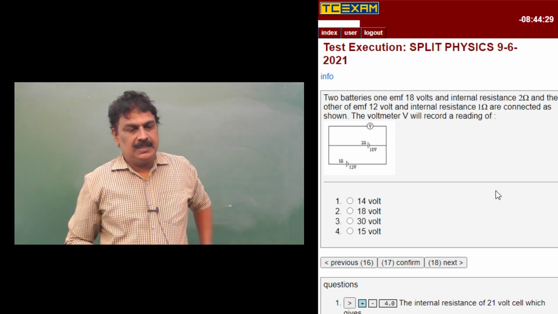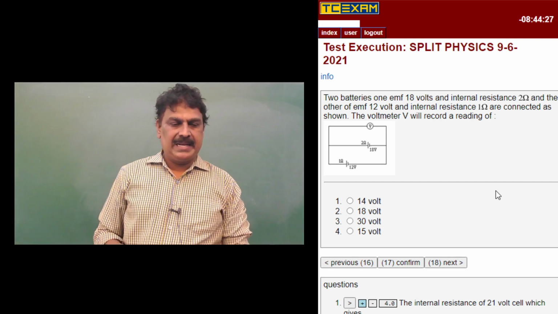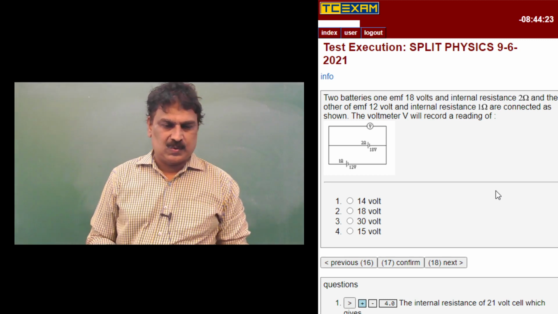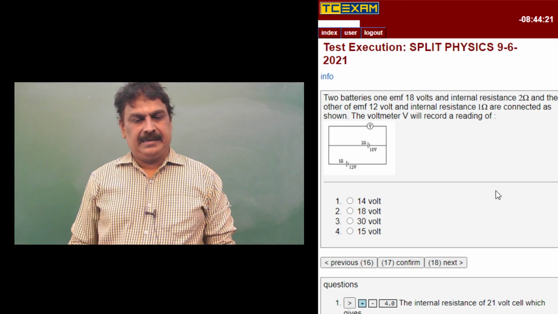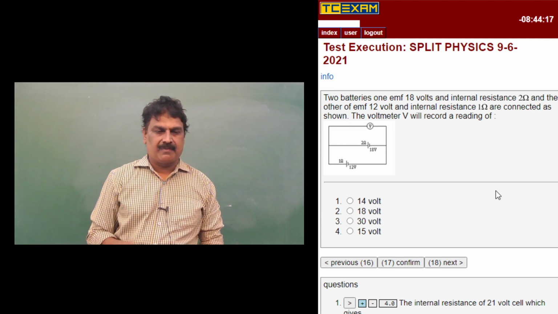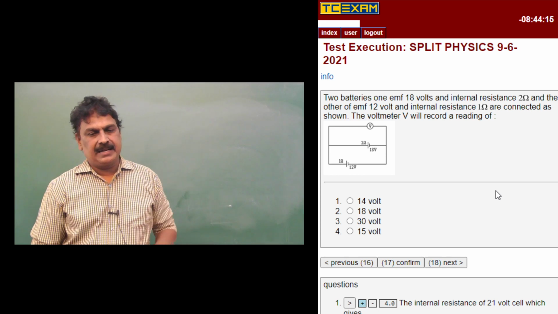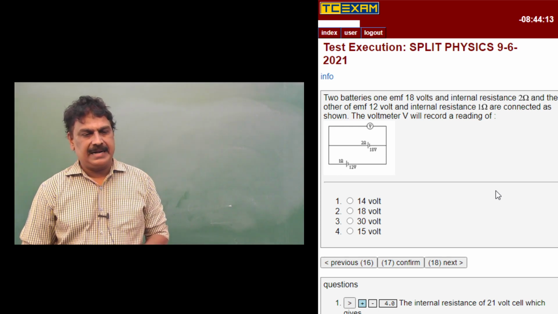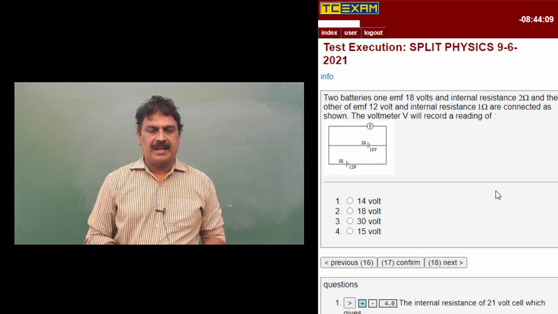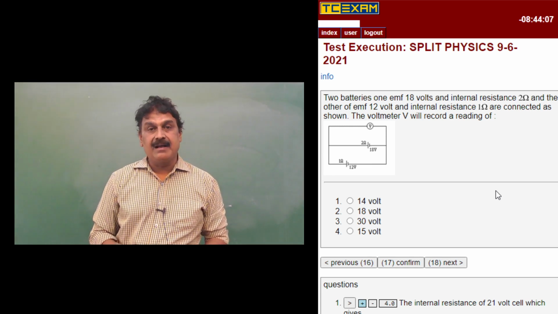Now, two batteries, one of EMF 18 volt and internal resistance 2 ohm, and the other of EMF 12 volt and internal resistance 1 ohm, are connected as shown. The voltmeter V will record a reading of?